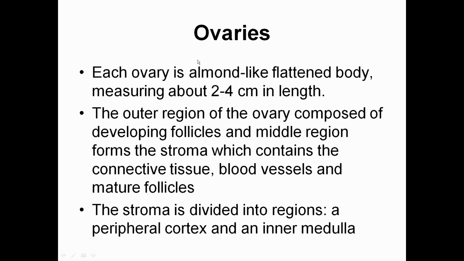Now come to the morphology of the ovaries. They are almond-like, flattened bodies measuring about 2 to 4 centimeters in length. The outer region of the ovary is composed of developing follicles, and the middle region forms a stroma, which contains connective tissue along with the blood vessels and mature follicles. The stroma is again divided into two regions: the peripheral cortex and the inner medullary region.